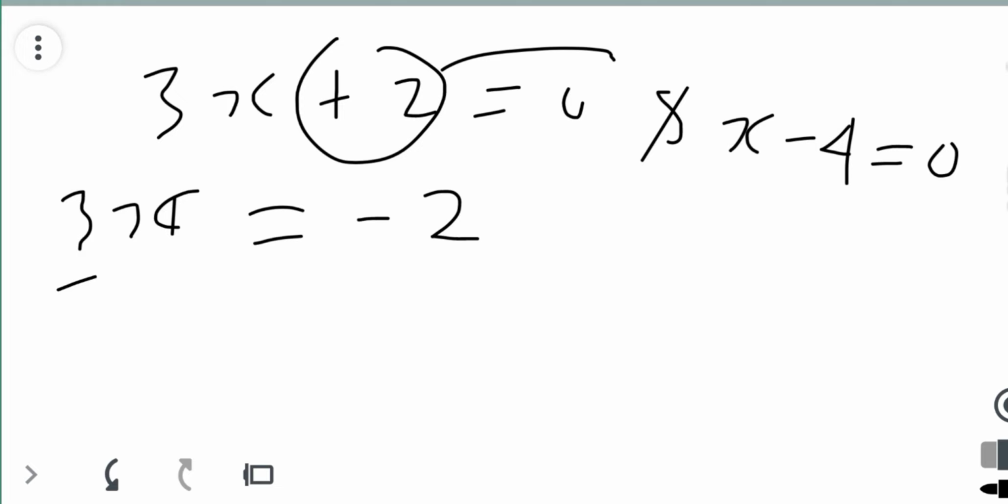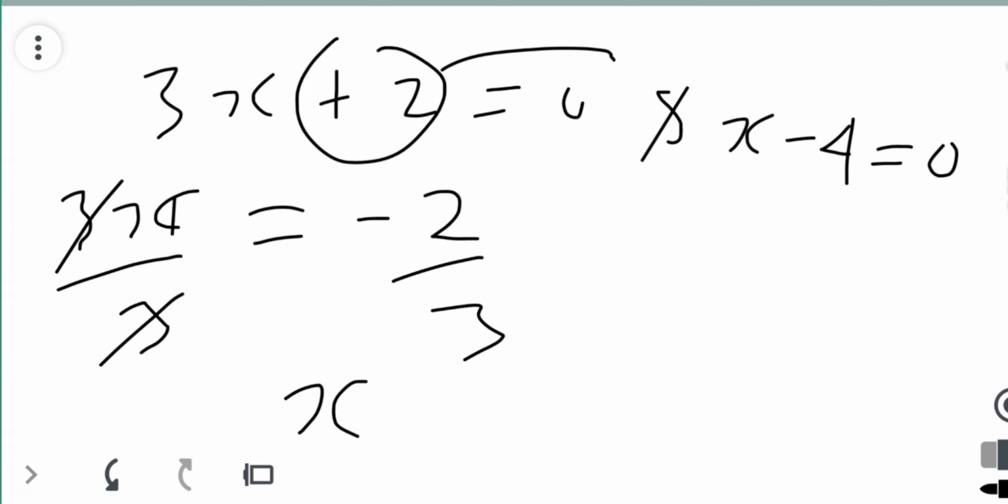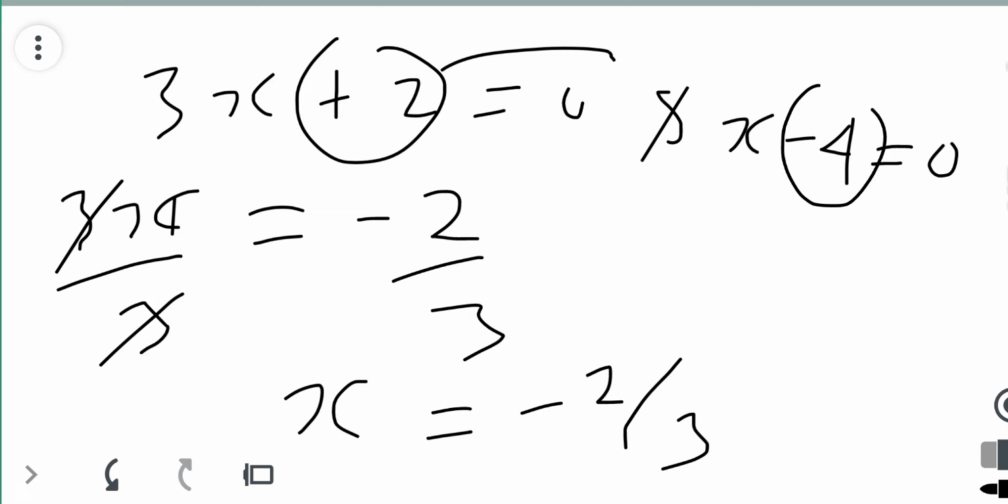Then we can divide both sides by 3. So that 3 will cancel 3 here, and we'll be having x equals minus 2 over 3. That's the first one. X equals minus 2 over 3. And for the second one, we'll just take minus 4 to this side, and that will be x equals 4. So for the first one, x equals minus 2 over 3, and for the second one, x equals 4.